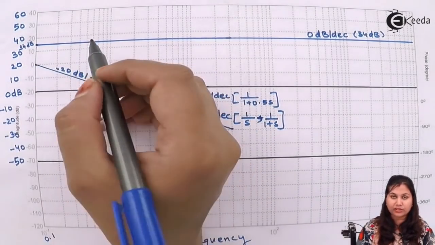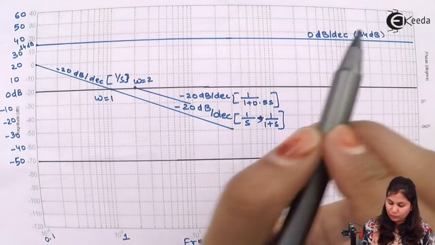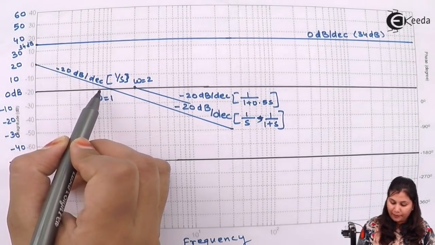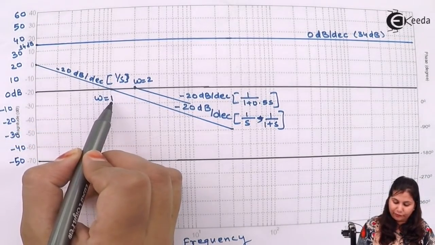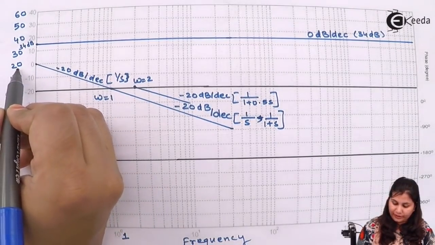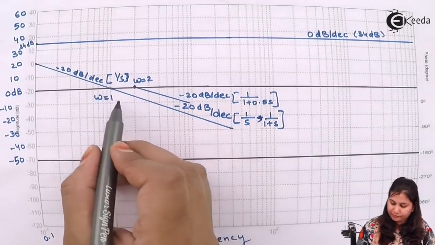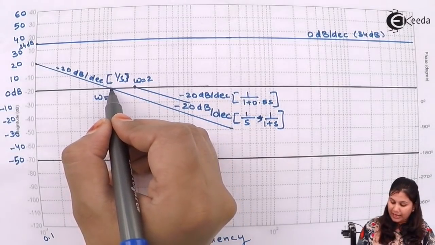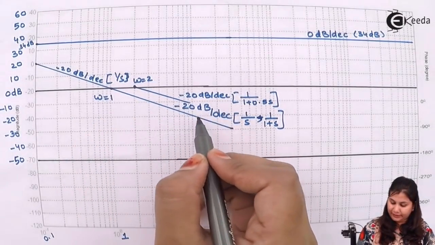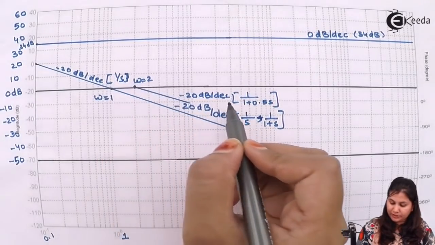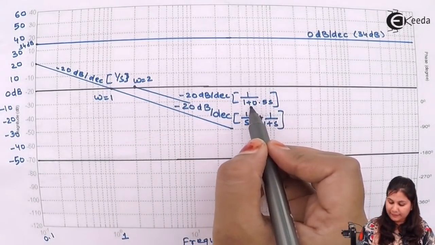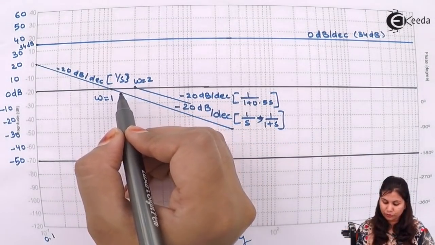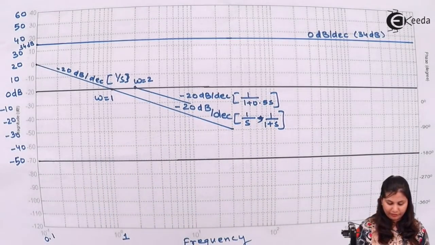First factor is the constant term 50. Second factor is 1 by s, represented by this straight line passing through omega equals to 1 and starting from 20 dBs. Again we have a straight line due to the factor 1 upon 1 plus s starting from omega equals to 1, having the slope minus 20 dBs per decade. Here we have the fourth factor, 1 upon 1 plus 0.5 s, having slope minus 20 dB per decade and starting from the corner frequency omega equals to 2. So all the 4 factors have been represented.